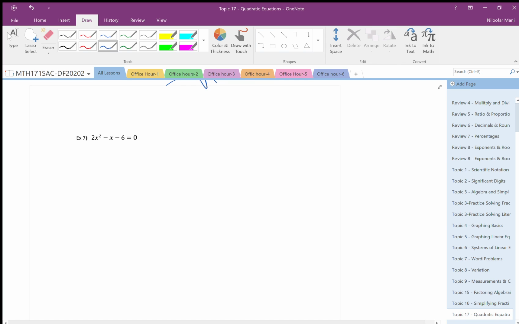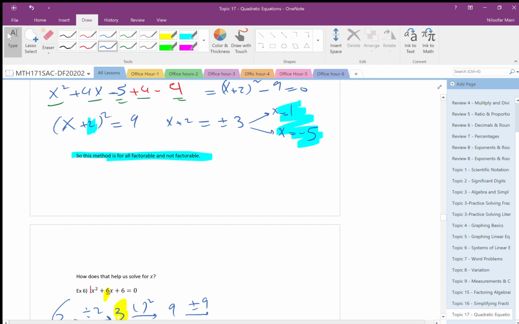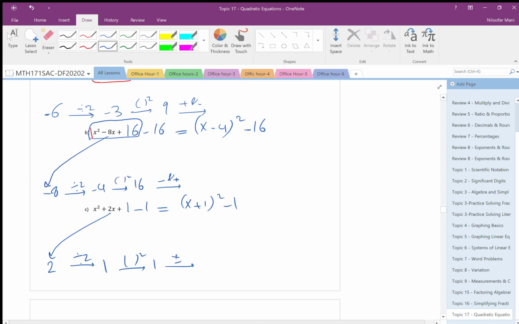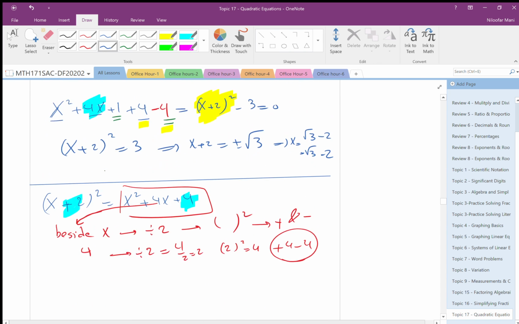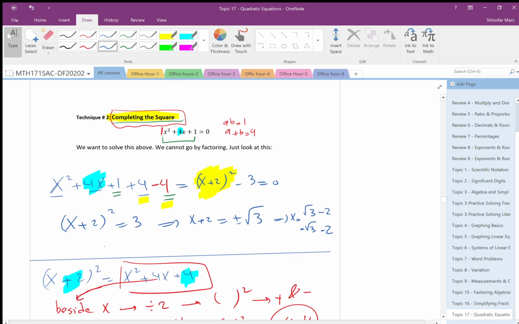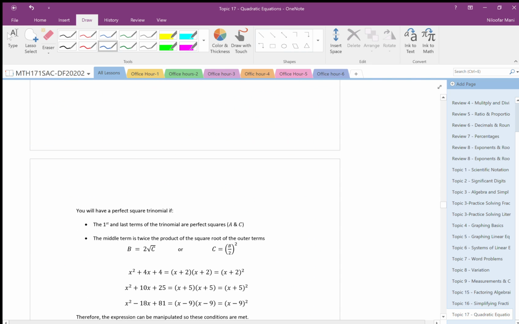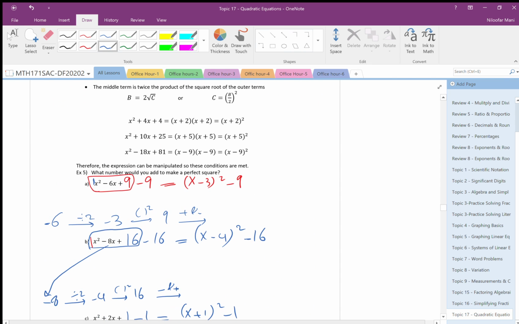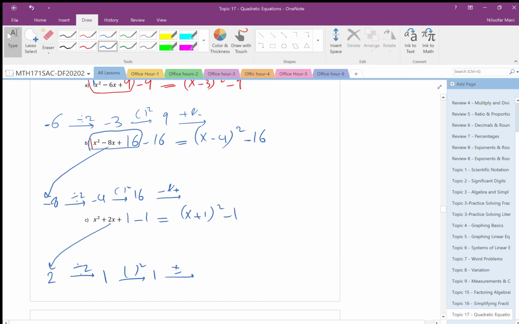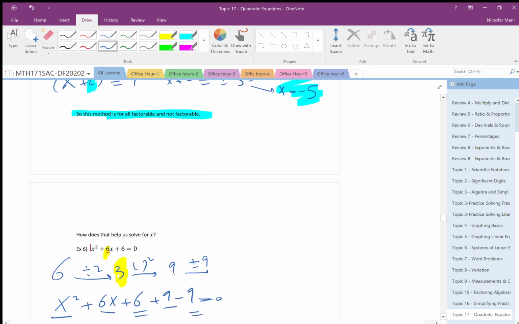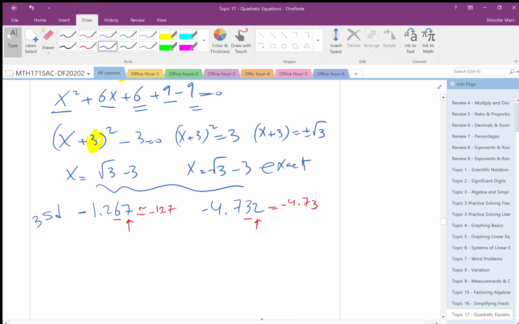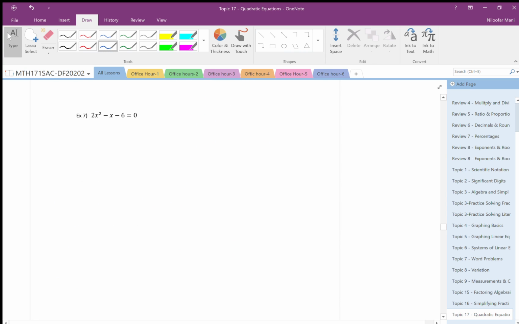But what I said about technique number 2, which is completing the square, is that the number beside x squared must be 1. Okay, so from the beginning, you saw all the examples. The number beside x squared is 1. Here, the number beside x squared is 1. And here, the number beside x squared is 1. But here, no, it's not 1. So what should I do here?